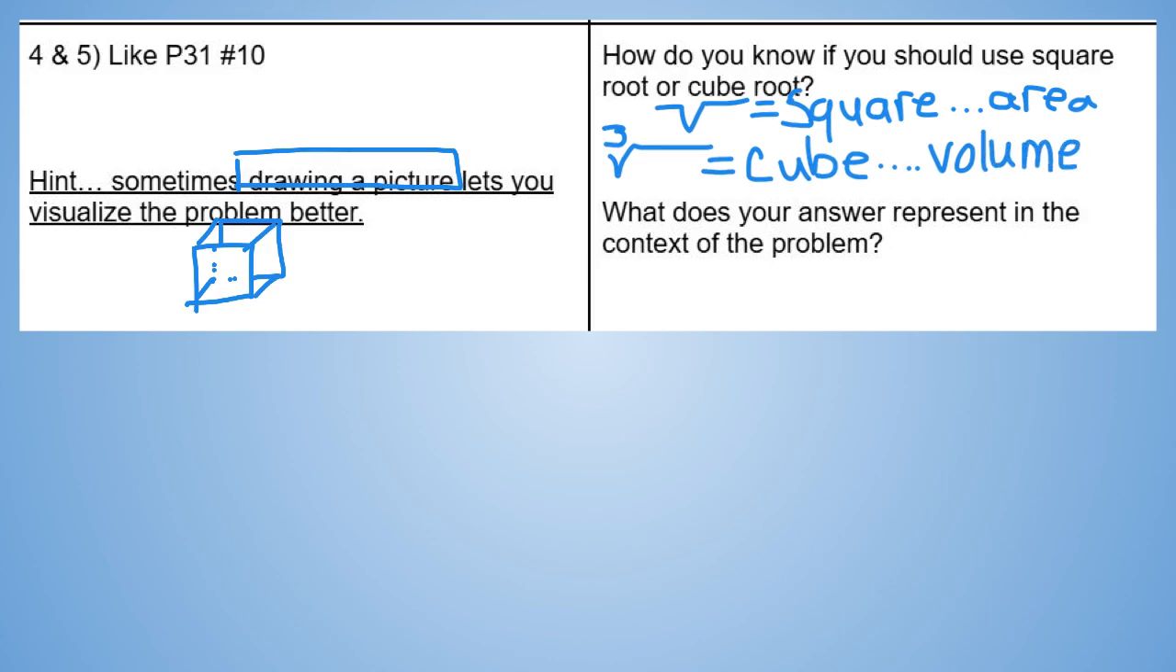So once you've decided if you're doing a square root or a cube root, then make sure you're looking at the question. What does your answer represent in the context of this problem? Well, your answer will be one side of the figure. It would be how much is this?